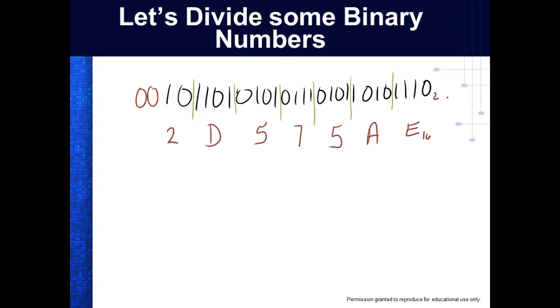And so if I gave you that, then I wanted to see the binary equivalent, then all I would have to do is come up here and write down these patterns. So I'd write down an E, I'd write down an A, I'd write down a 5, I'd write down a 7, I'd write down another 5, I'd write down a D, and I would write down a 2, and I've just converted that back to binary.